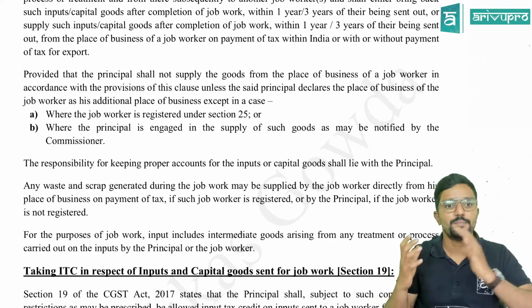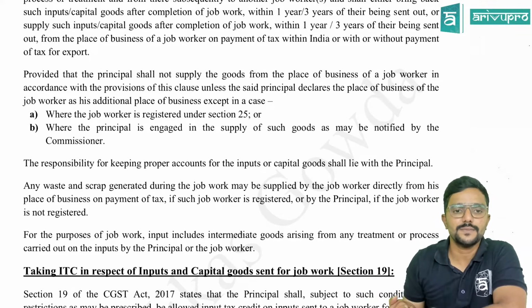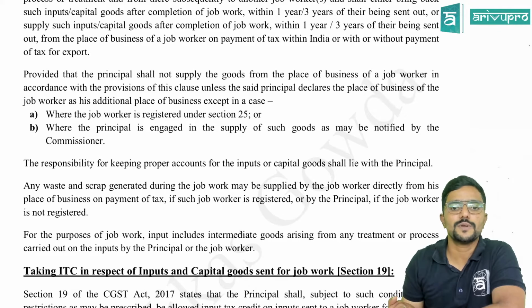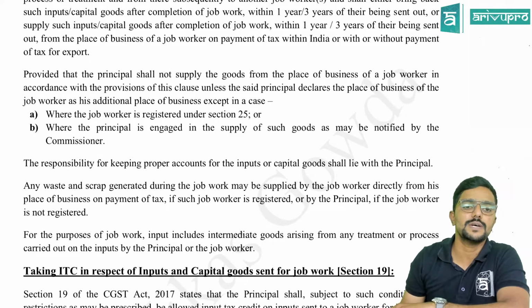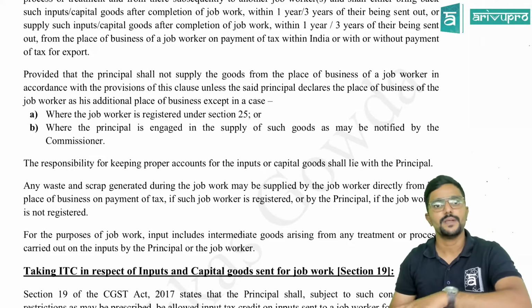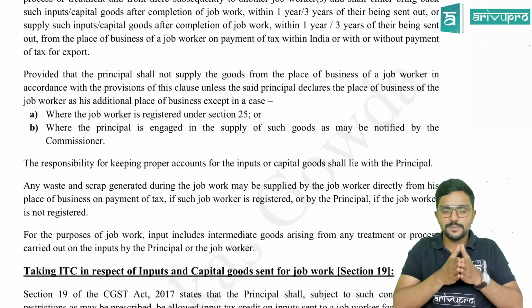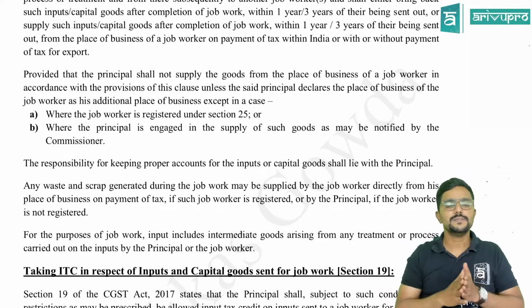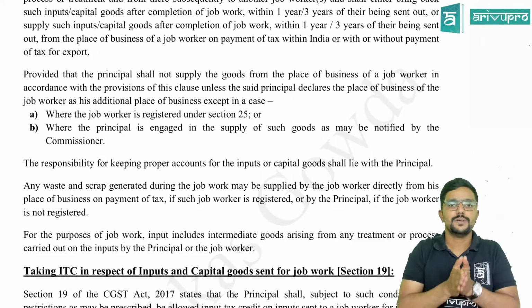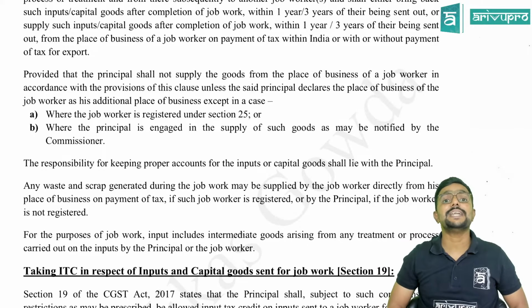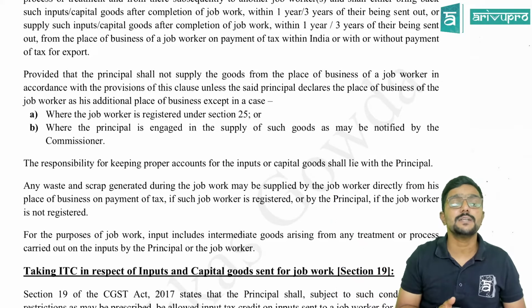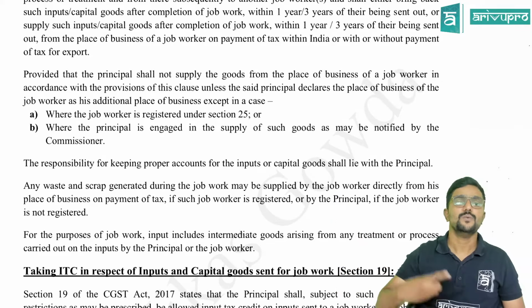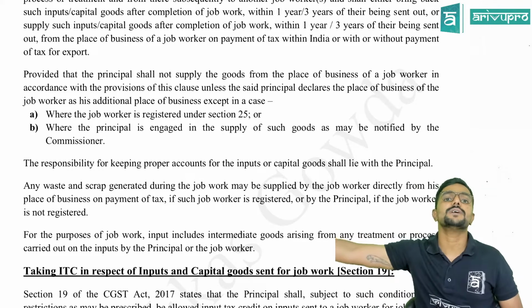But a proviso is there, provided that the principal shall not supply the goods from the place of business of a job worker in accordance with the provisions of this clause unless the said principal declares the place of business of the job worker as his additional place of business. Now what they are trying to tell is, if the principal is supplying the goods directly from the job worker's place, then the principal has to disclose that job worker's place as his additional place of business. Job worker's place, the principal has to disclose it as additional place of business of whom? The principal's. Only then he can supply the goods from the job worker's place.